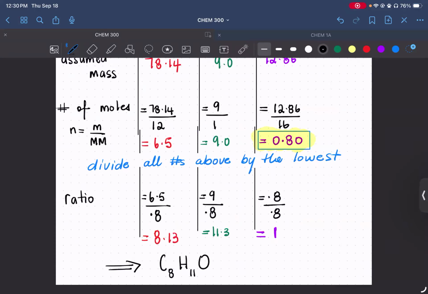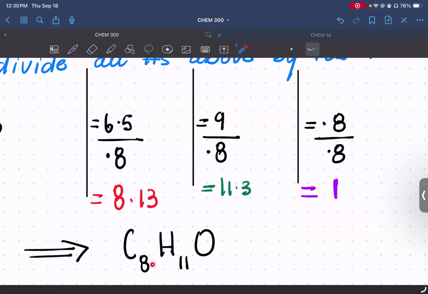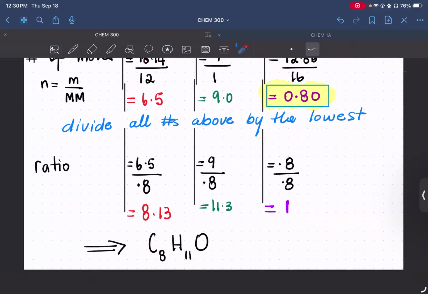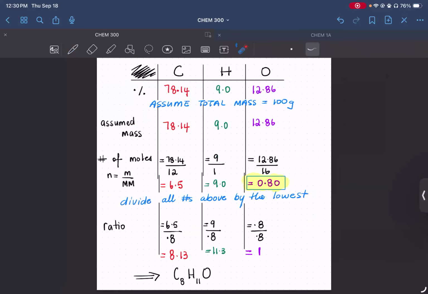Remember, by definition, empirical formula is the lowest whole number ratio. So we would not write 8.13 or 11.3. We would round it to 8 and 11, respectively. This chart right here breaks down the complete procedure to solving empirical formula questions. The only thing that will change is what's in the columns, the numbers, but these headings stay consistent.